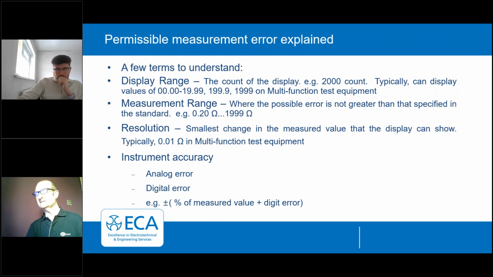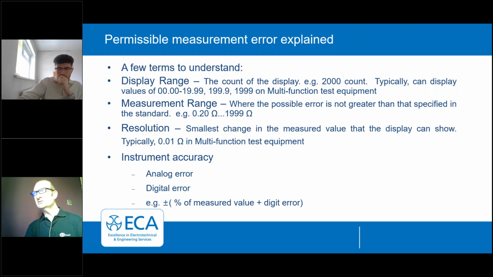So typically, let's say, for example, 2000 counts, which will mean that the display on your multifunction meter will be able to display values from 0.00 to 19.99, then up to 199.9, and then 1999. We then have what we call the measurement range. Now the measurement range is where the manufacturer will state in the manual where they're comfortable that their instrument will comply with the permissible measurement error. So in this example, we're saying that the instrument is fine down to 0.2 of an ohm. So anything lower than 0.2 of an ohm, we're then going to be outside that 30%.